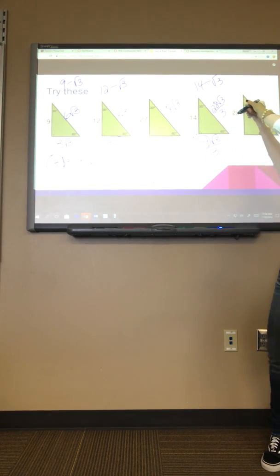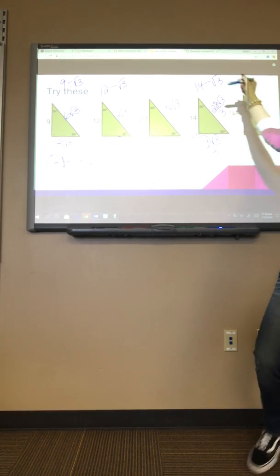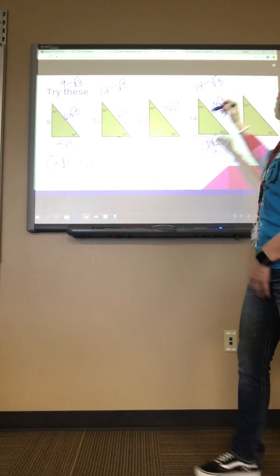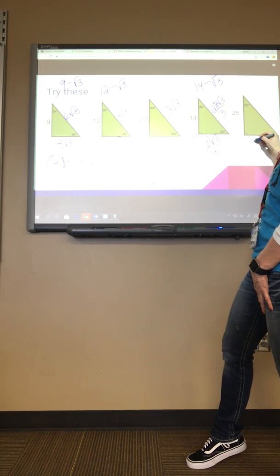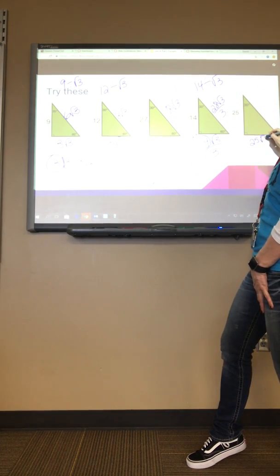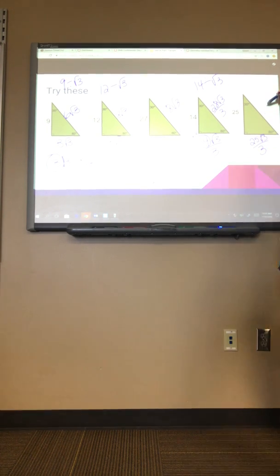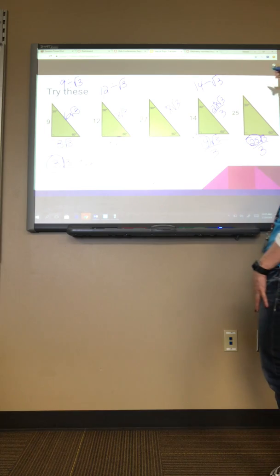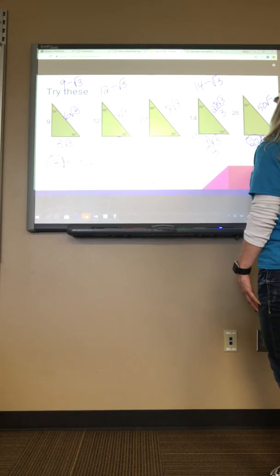So is 25 divisible by 3? No. So what do you think the short leg would be? 25 radical 3 over 3. When I times by 2, I'm only taking the 25 times 2. So what would that be? 50 radical 3 over 3.